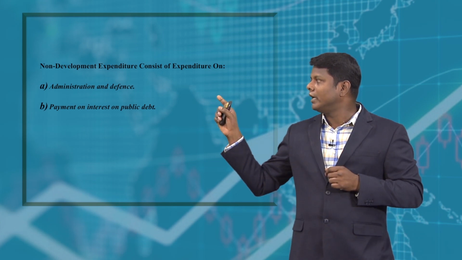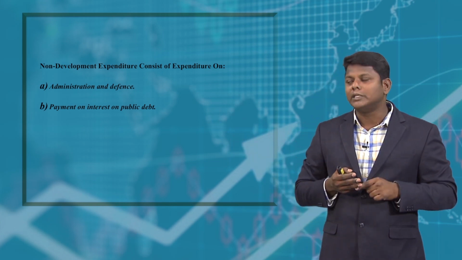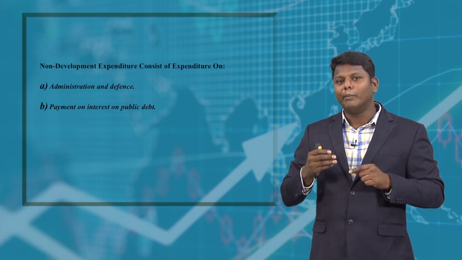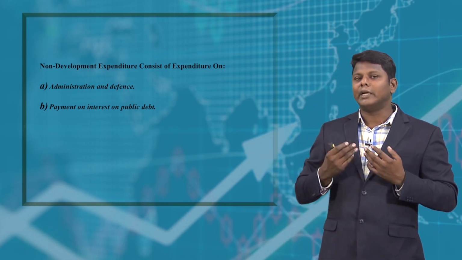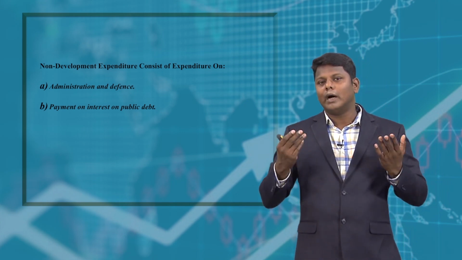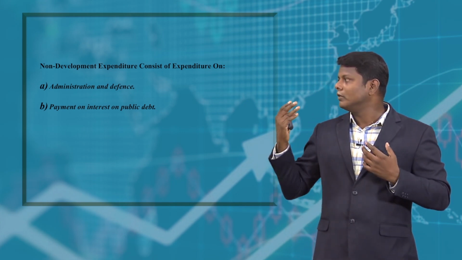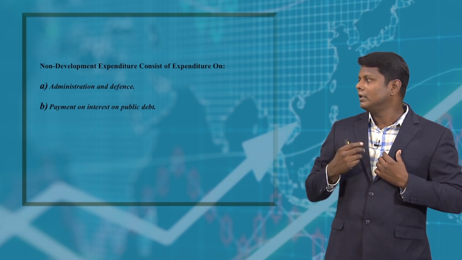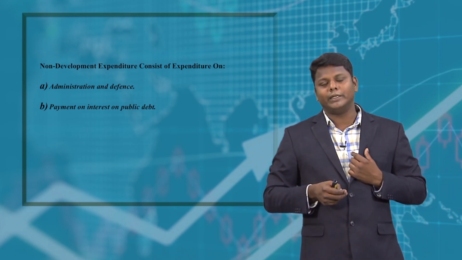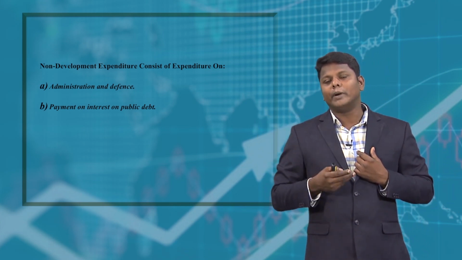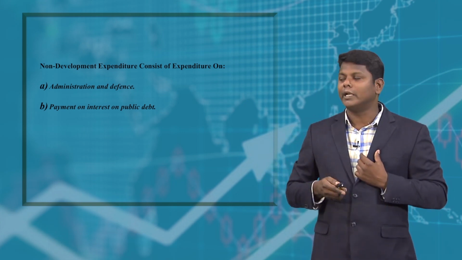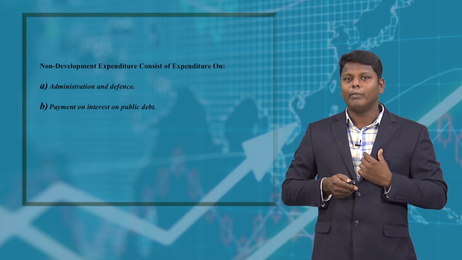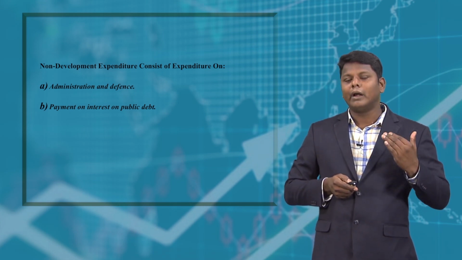Non-development expenditure consists of expenditure on administration and defense, the money which is spent for administration and defense, including salaries and purchasing other materials for the defense and police, which comes under non-development. Then payment of interest on public debt. If the union government has borrowed any money, the interest will be paid. That is called payment of interest on public debt. This comes under non-development expenditure.